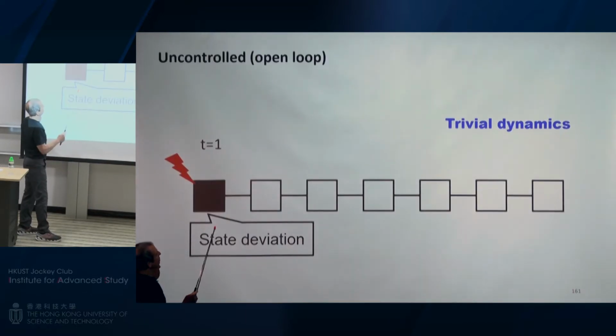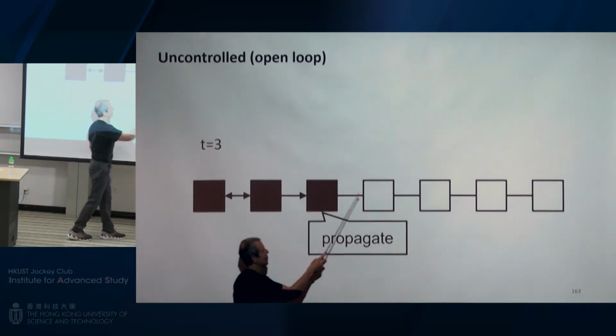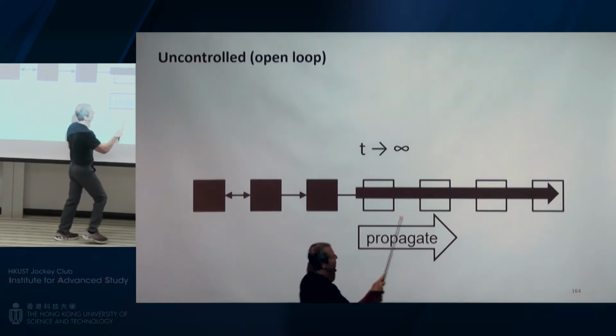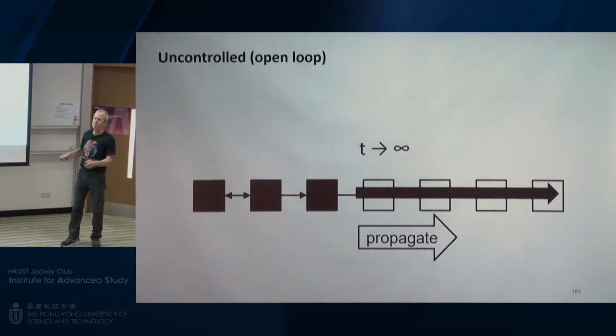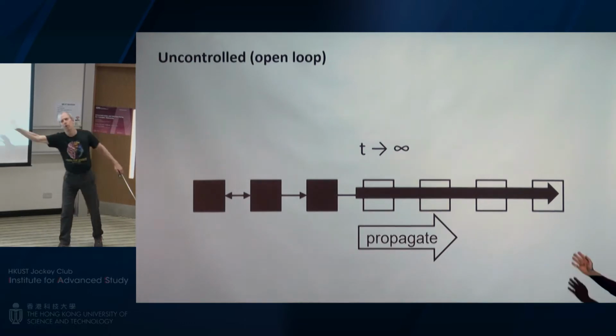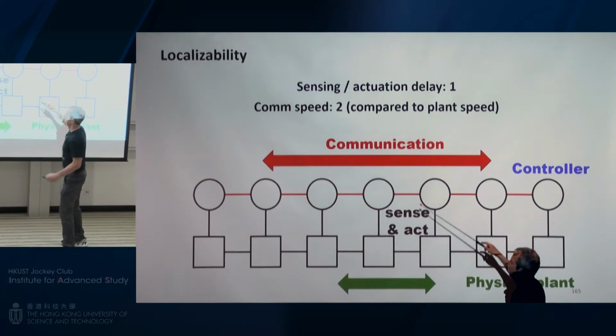So here's what happens: you get a state deviation at time 1. It propagates, it propagates, it propagates. So as time goes to infinity, it's just going to go off to infinity, okay? And we're usually going to have neutrally stable systems, so they just go on to infinity. Now we're going to set up a computer network.